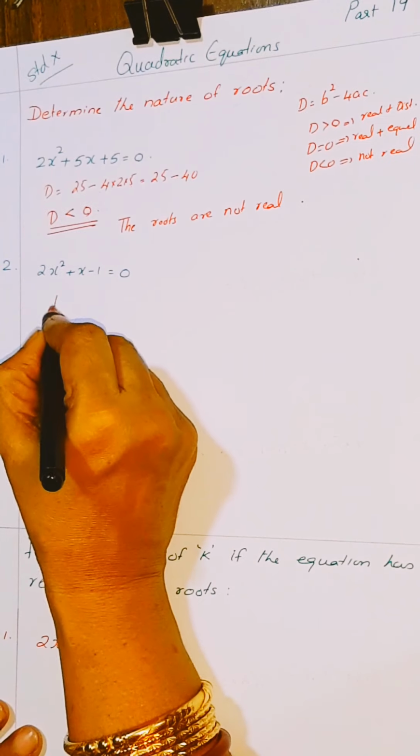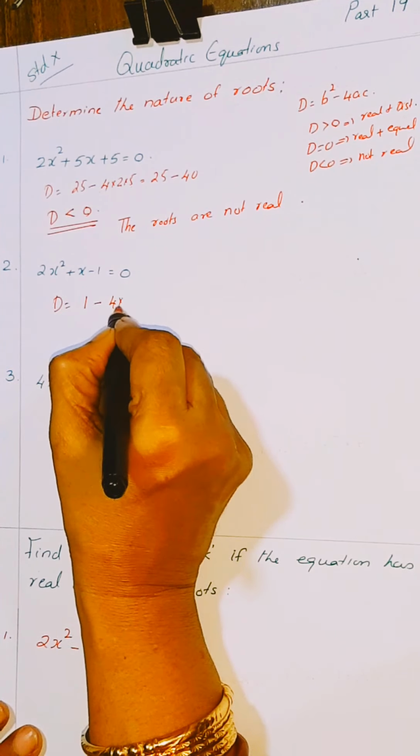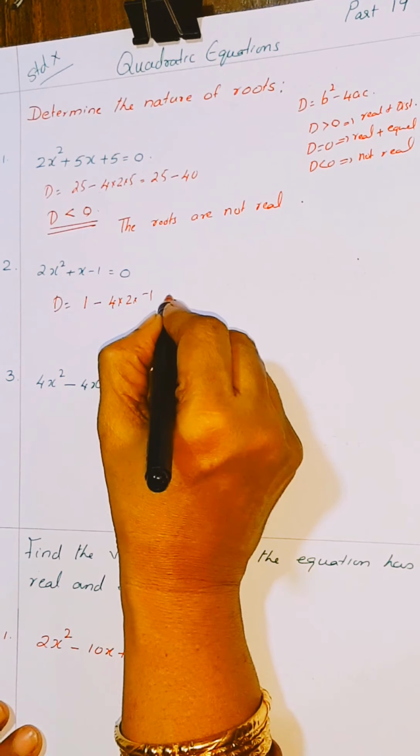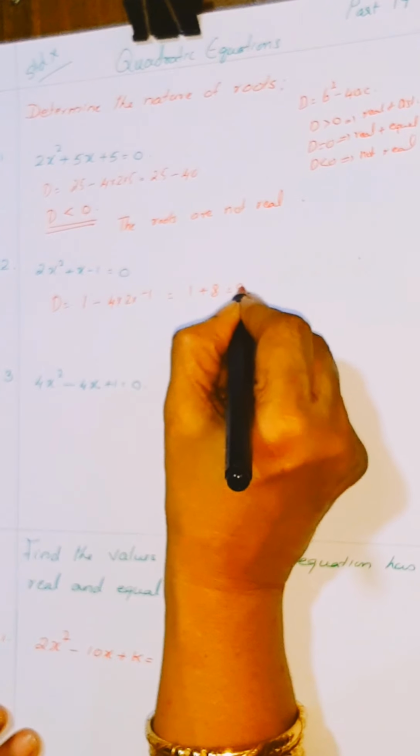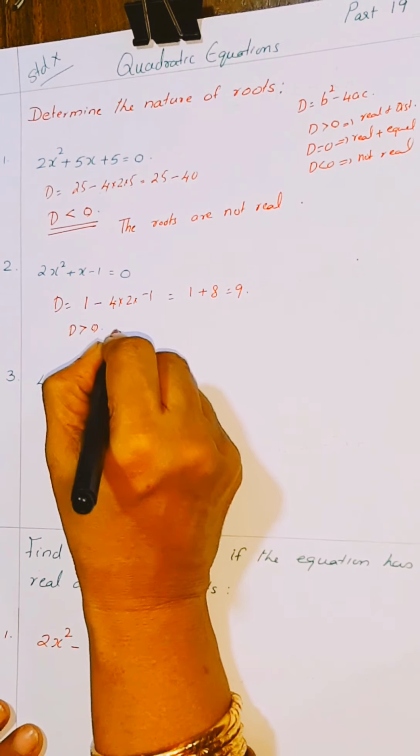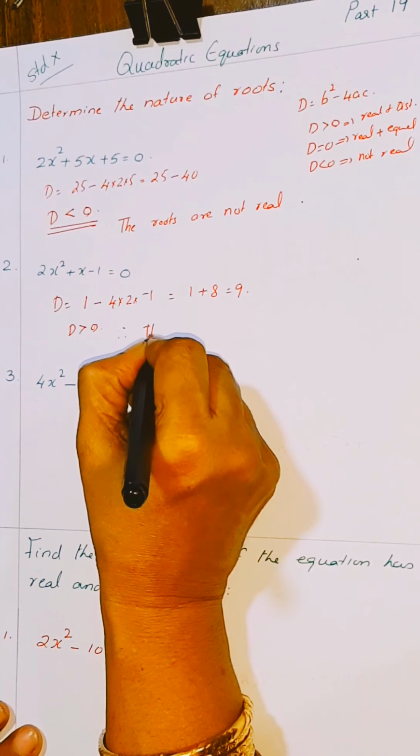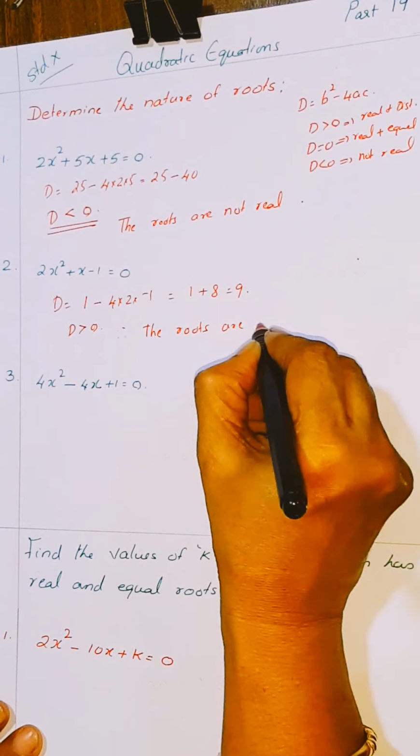Now here again D is equal to b squared, which is 1, minus 4 into 2 into minus 1. So this is 1 plus 4 into 2, 8, equal to 9. So D is greater than 0. So therefore the roots are real and distinct.